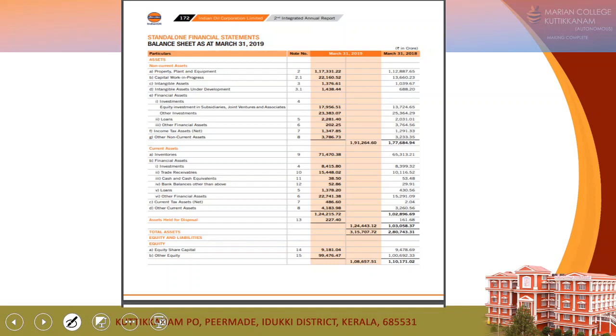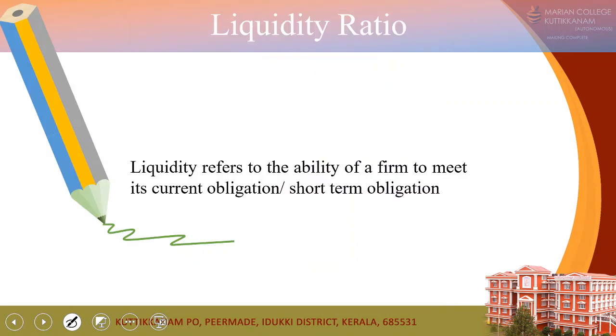Suppose I am a supplier who supplies goods on credit, or I am a commercial bank providing short-term loans to the company. Before I supply goods or lend money, definitely I will check, recheck, cross-check and verify whether this company has the ability to repay or meet its current or short-term obligations as and when they become due. So here comes the importance of liquidity ratio.